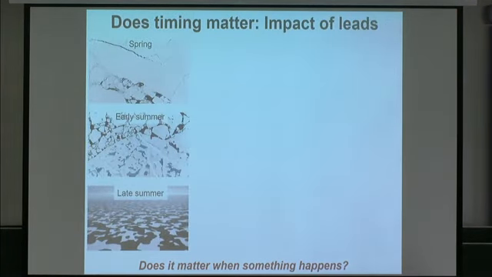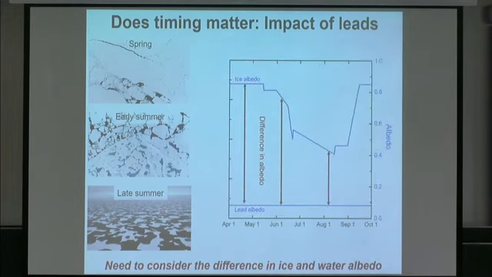One, does it matter when a lead forms? And again, I'm looking at this from the perspective of albedo and solar radiation. If you were looking at this from an ice mechanics perspective, you'd probably get a completely different answer. So if we look at it, does it matter if we have a lead forming in spring, early summer, or late summer? Well, we can figure that out.